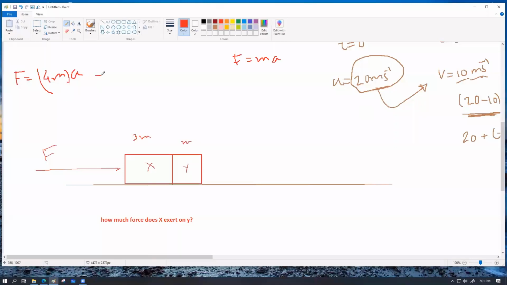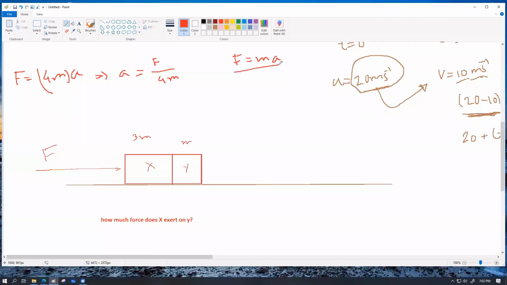So this will be my equation. And now if I make acceleration the subject, the acceleration of each of the objects will be F by 4m. So now have a look. This acceleration is true for x. This is also equally applicable for y.